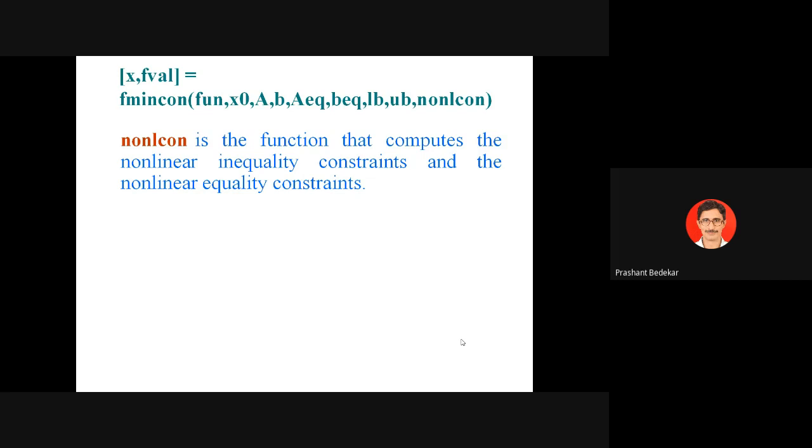I will be writing 2 files, one main file and another function file. Now, if I am trying to solve a nonlinear constrained optimization problem, I am using fmincon. I will have to write 3 different files: the main file, a file for the objective function, and a file for nonlinear constraints, which will include nonlinear inequality as well as nonlinear equality.